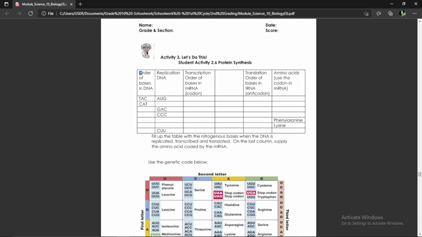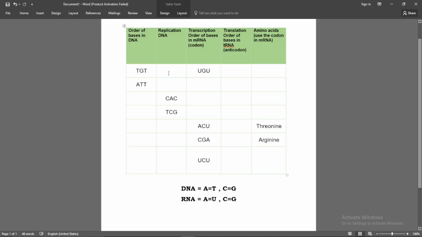So, we will not be using this table, obviously, because the answer would be given out. Instead, we'll be using this table. We all know from the previous lesson that both DNA and RNA have corresponding nitrogenous bases. In DNA, A corresponds to T and C corresponds to G, while in RNA, A corresponds to U and C corresponds to G. Alright?